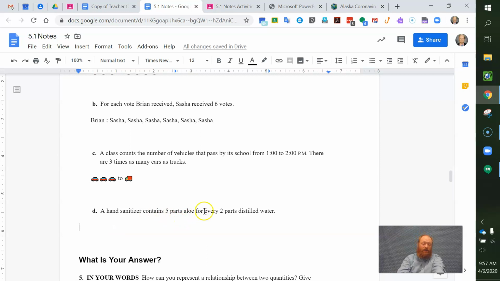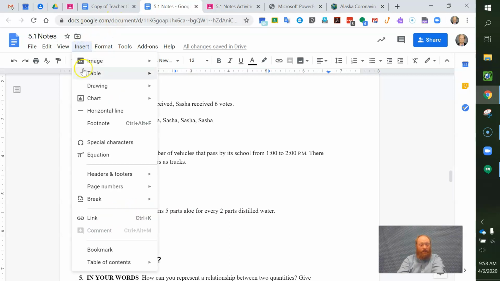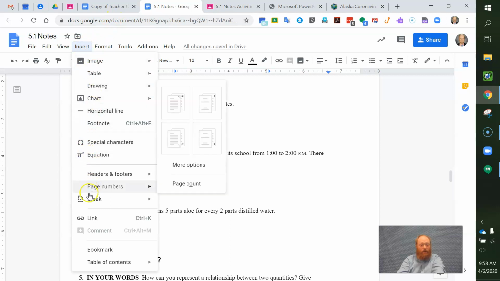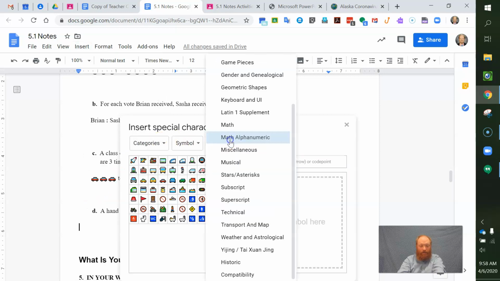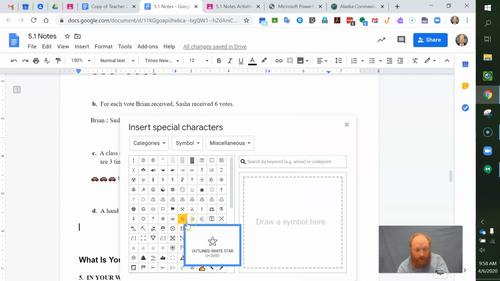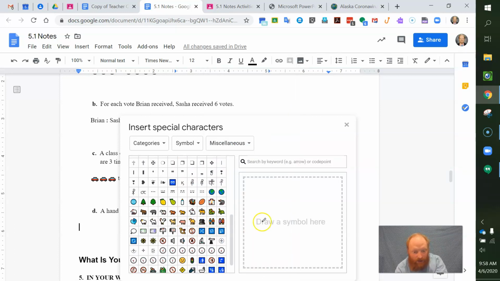Hand sanitizer contains 5 parts aloe for every 2 parts distilled water. Isn't that appropriate, hand sanitizer? So, insert special characters. And we're going to do miscellaneous. We're going to pick something in here. We are going to pick a plant because aloe is a plant, although it looks nothing like that. And then we're going to pick water.